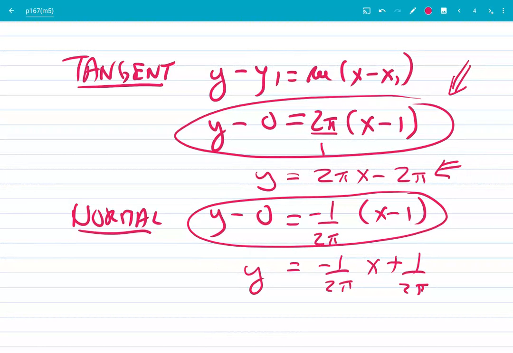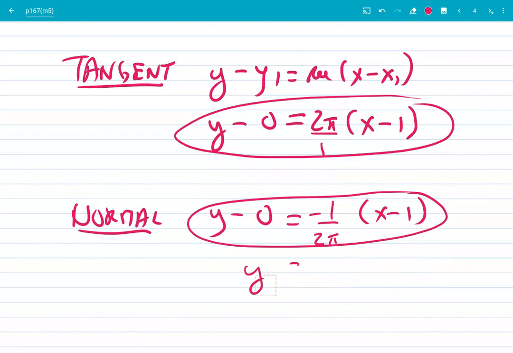So I'm going to say, in this case, just leave this out of here. Unless you're graphing on your calculator, leave this out of here. If you get y alone, then it's easy to graph on your calculator. But this is an answer. You're done. So notice the two equations are the same because y minus y1 and x minus x1 are the same thing. It's just the slope, the m, that's changing. So instead of 2 pi over 1, it's negative 1 over 2 pi for the normal. Alrighty, and I think we're done.